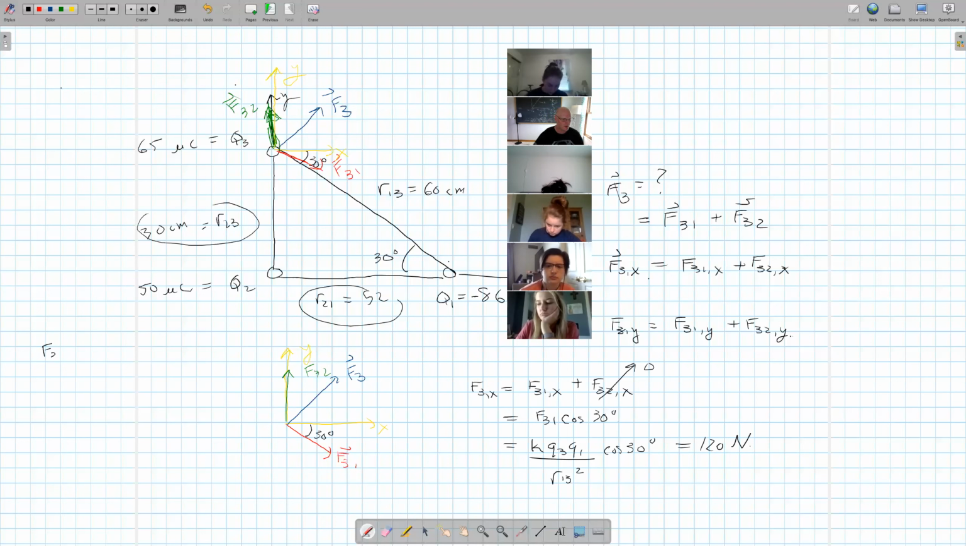So let's look at the y direction. So now we can do F3y. F3y then is going to be the y portion of F31 plus the y portion of F32. Now in this case, according to our picture, F31y is pointing in the negative direction. So this is going to be negative F31 times sine of 30 degrees. Because if this one's cosine, then I want the sine portion, which is this portion. Plus all of F32, because F32 only points along the y direction.